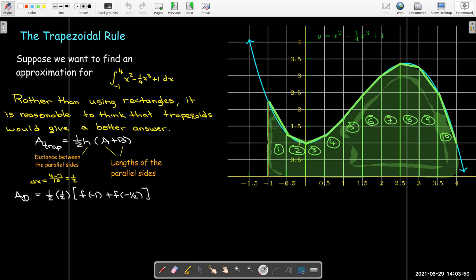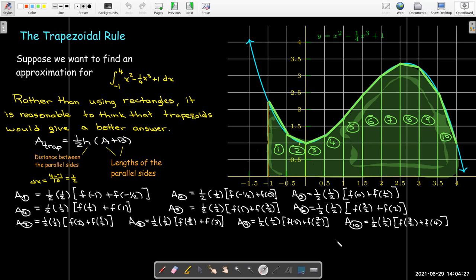So the area of my first trapezoid would be 1/2 times h, where h is my delta x, and for all of these I'm using 10 trapezoids, times a plus b. And then for the second trapezoid, I'd add 1/2 times h, and here's my a and b again. And I think we're getting the picture, so let me just go and write out all 10 of them. And the reason why I wrote out all 10 of them is to say, well, can we look at the sum of them? Let's go ahead and sum them out.